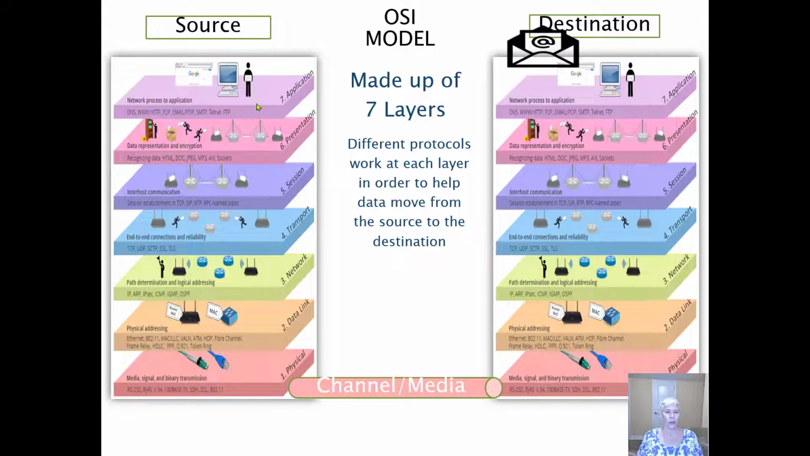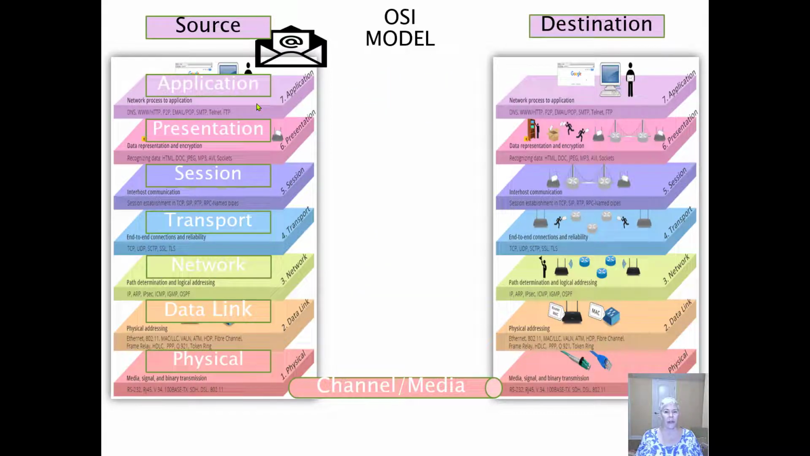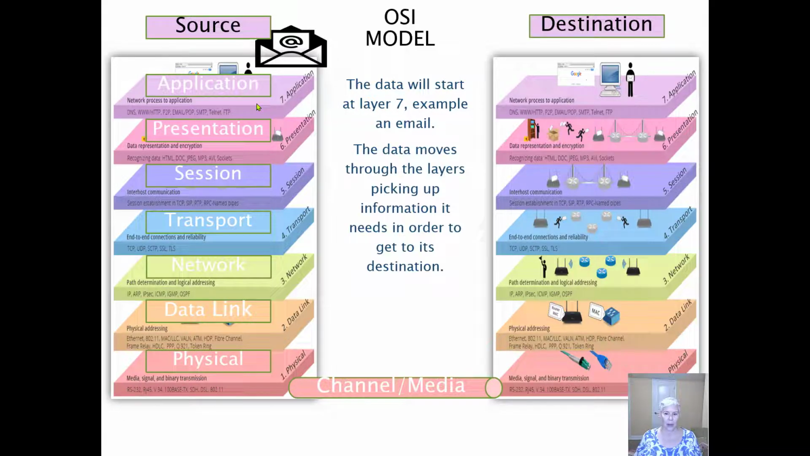The email will move through the layers. It crosses over the channel. And now it just reverses in order to get to the destination. In this example, I was sending an email to Pennsylvania. At the OSI model, the data will start at layer 7, for example, the email. The data moves through the layers and it picks up information that it needs in order to get to the final destination.